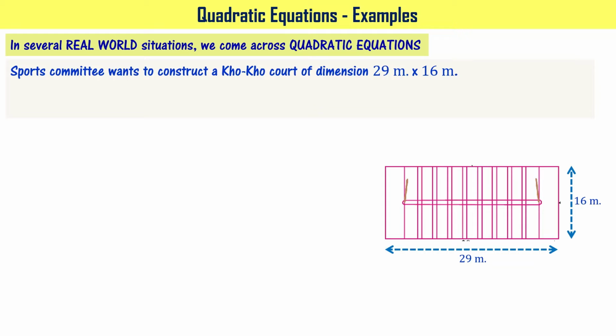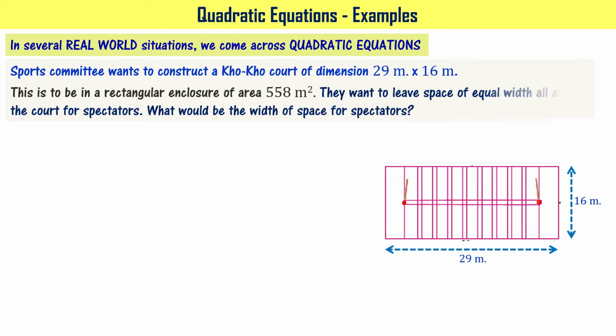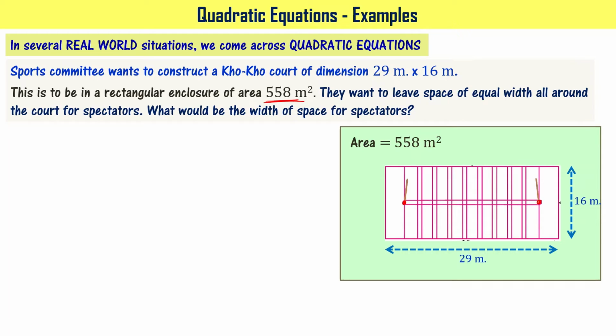You have two poles here and here, right? Length of the coco court is 29 meters and width is 16 meters, right? The another statement says that this is to be in a rectangular enclosure of 558 meters square, meaning the coco court has to be made in a rectangular enclosure of area 558 meters square. So when you look at the area, it looks like this.